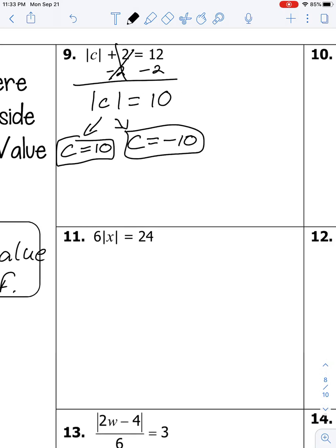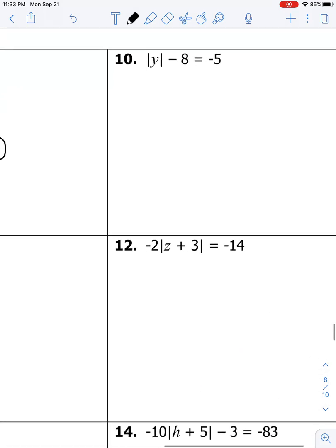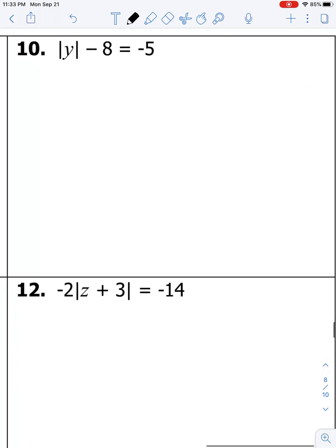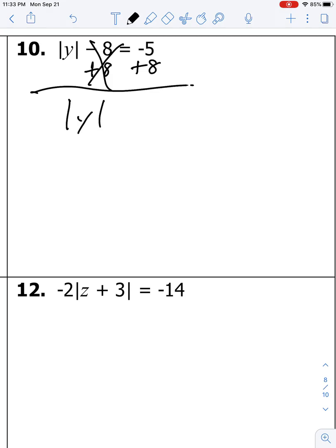All right, number 10. So here we are, okay? So we're looking at it, and we see we have a negative 8 that's on the same side. We need to get rid of that negative 8. So meaning we're going to add 8. Now that's gone. We get the absolute value of y equals negative 5 plus 8 is 3. And now we go about solving the absolute value because now it's by itself.